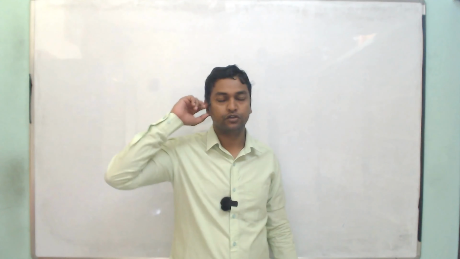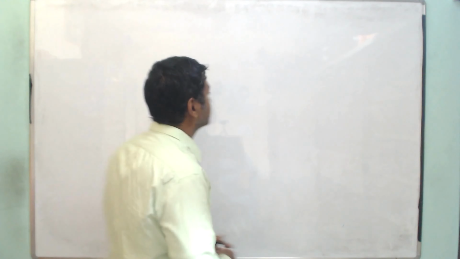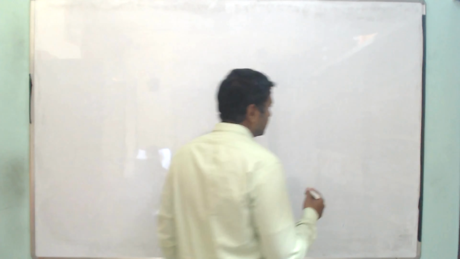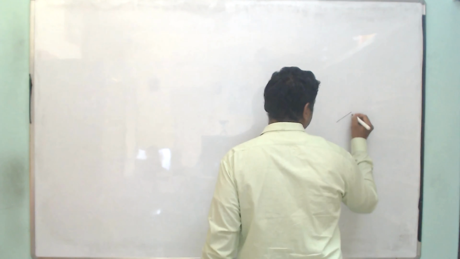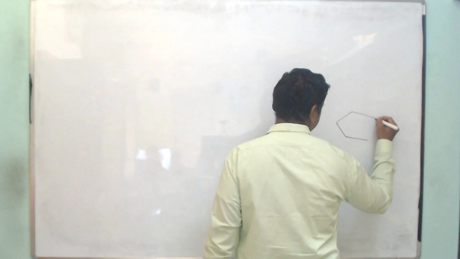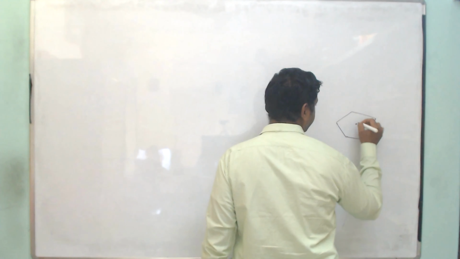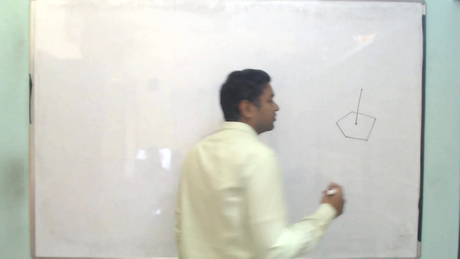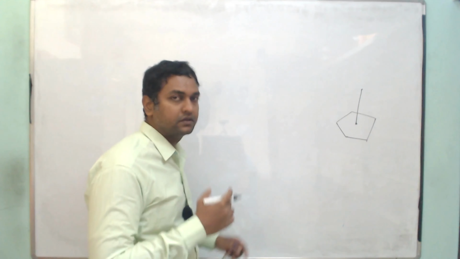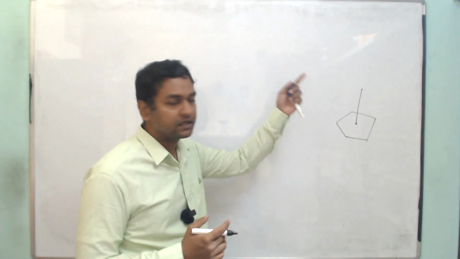Giving this question to you. Again, there is a pentagon, with vertices 1, 2, 3, 4, 5. But now we want to find the electric potential in 3D, on the axial line.